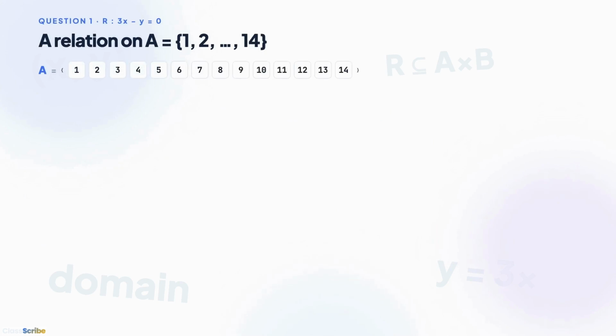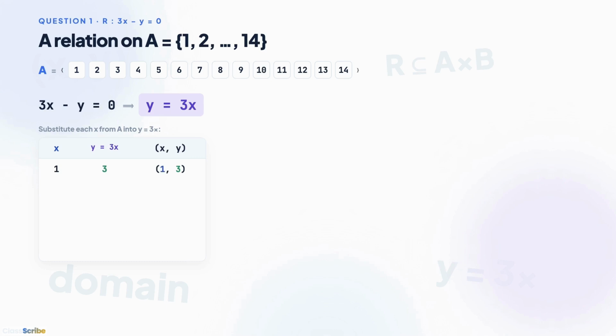We are given the set A containing the numbers 1 to 14. A relation R is defined by the condition 3x minus y equals 0. We can rewrite this equation as y equals 3x. Now substitute each value of x from the set A. If x is 1, y becomes 3. So we get the ordered pair (1, 3). If x is 2, y becomes 6, giving (2, 6).